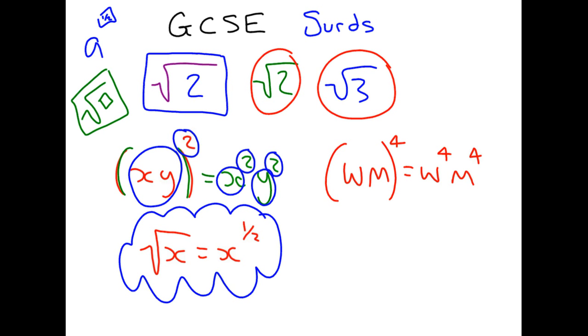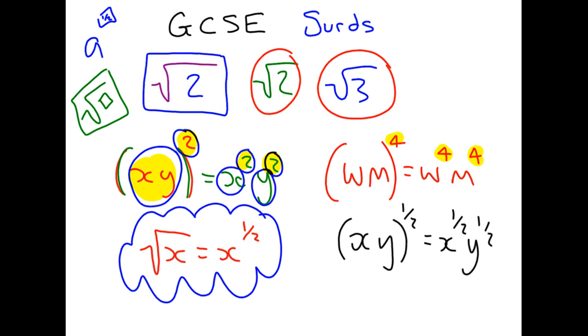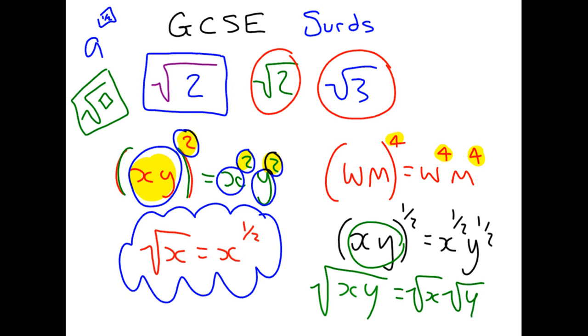So with a bit of convincing I could persuade you that if we've got x times y, all to the power of a half, that's the same as having x to the power of a half times y to the power of a half, because it is the same rule as before. It just so happens that the power's different. Now what if we were writing it like the square root of x times y? Because that's the same thing. Well, that means you would have the square root of x times the square root of y.